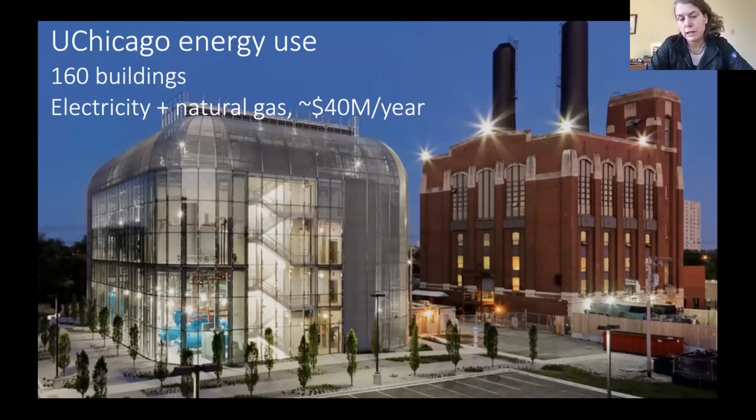We use that electricity for lights. We use it for running equipment. We use it in some cases for air conditioning. And the bulk of our energy costs come from electricity. The sum of those two things for 160 buildings is about $40 million a year.